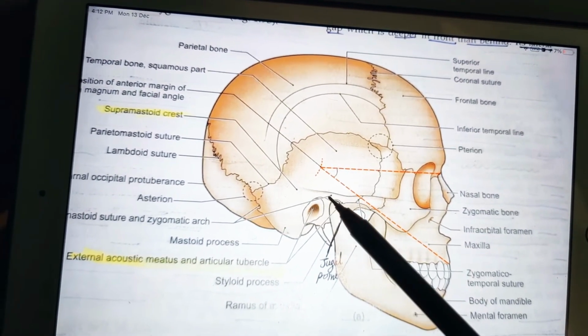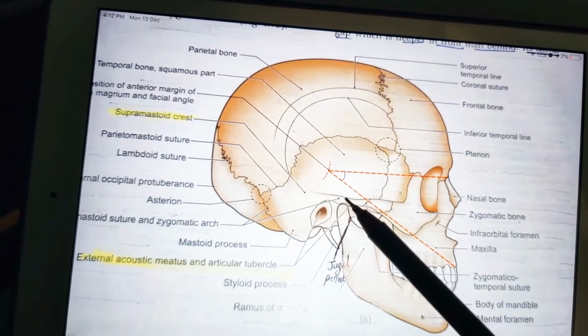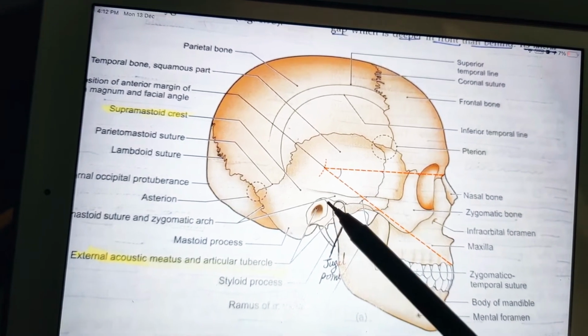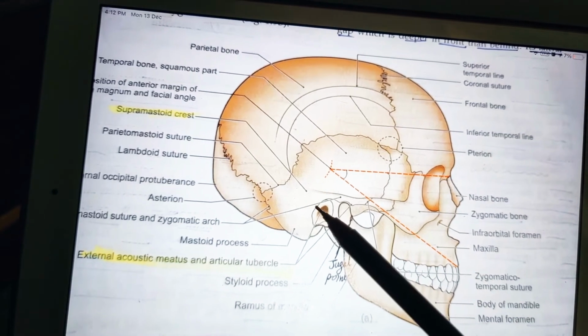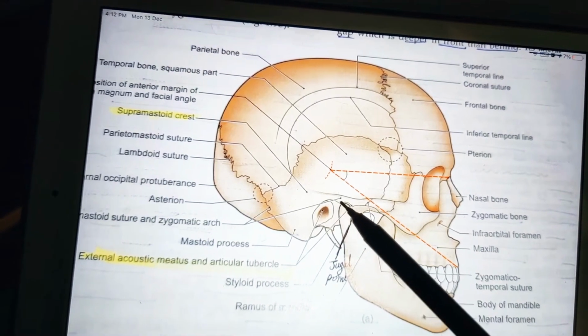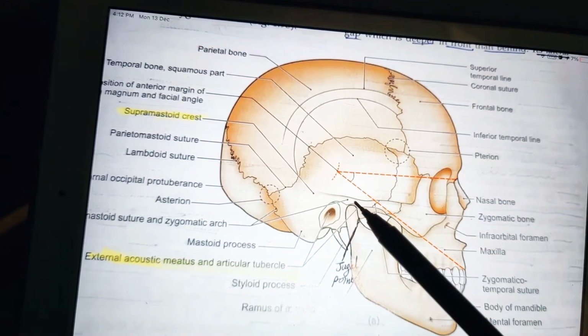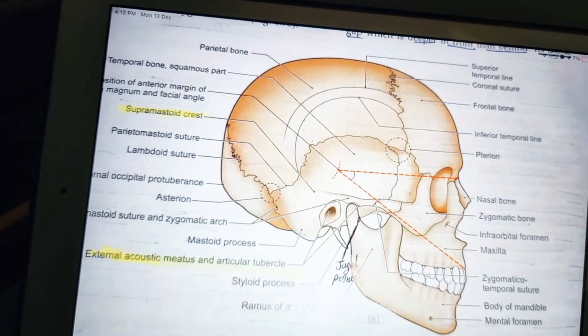Okay. And one more thing we need to see is the zygomatic arch or zygoma. This is called the zygomatic arch or zygoma, and this is like a horizontal bar which is present in front of the ear. You can see this is the external acoustic meatus, which is nothing but the way to the ear. So in front of the ear you can see an arch that is called the zygomatic arch or zygoma. It is a horizontal bar-like structure.